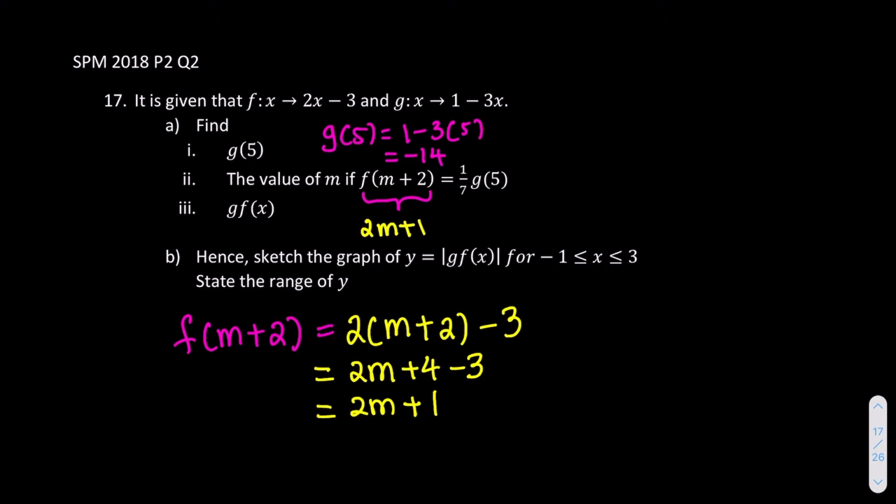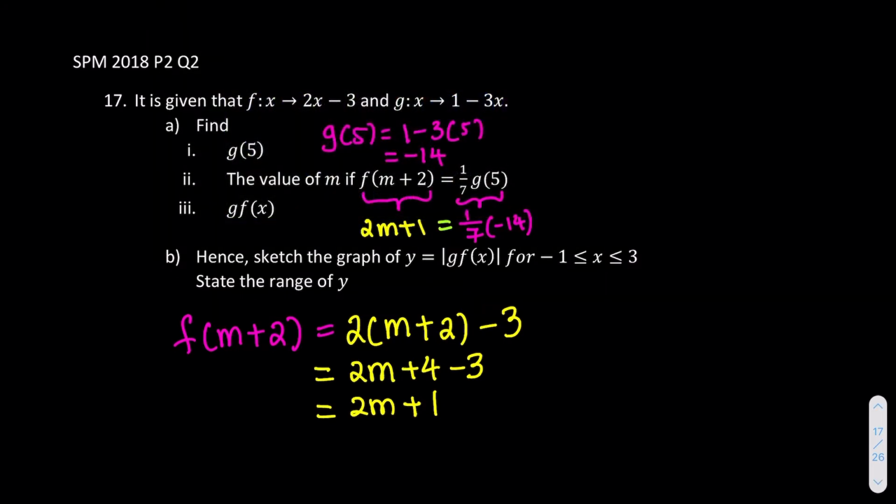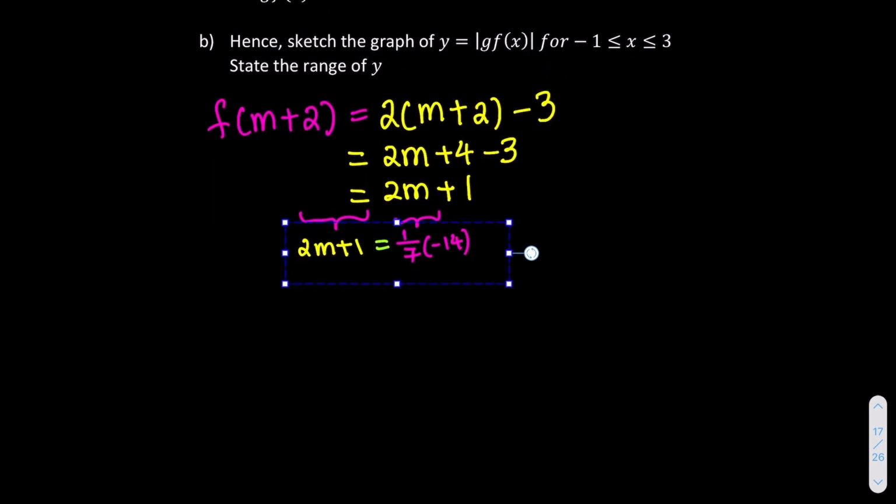Can we do the latter part now? Yeah. So what is this? This is 1 over 7 g of 5. We're done. g of 5 is just negative 14. So it seems like we get everything now. We just need to put the equal sign in the middle. So let us put everything into the bigger space so that we can compute it.